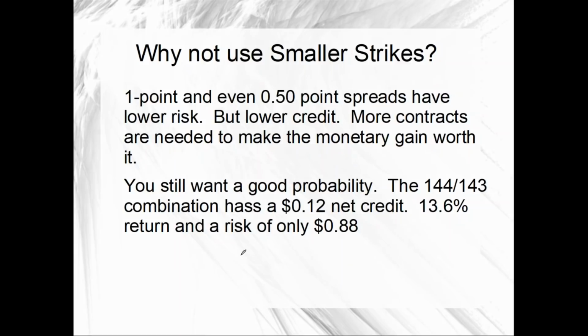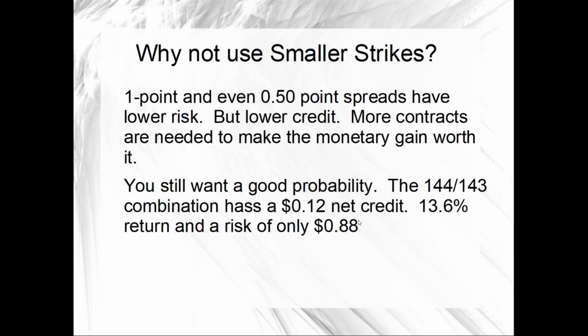Well, the 12-cent net credit is not quite half of the 23 cents we would have received on the 2-point spread. And the risk of 88 cents, well, that's essentially even the half of the 177. So for the same 2-week, 10-day period, we're almost looking at the same. We're getting a little bit more bang for the buck here. 12 over 88 as opposed to 23 over 177. 13.6 versus a slightly lower return, but still double-digit return.